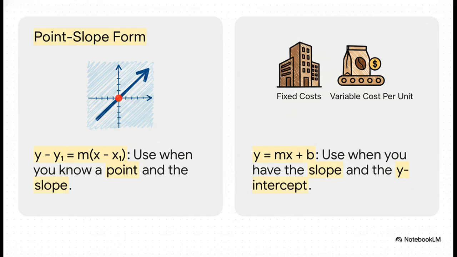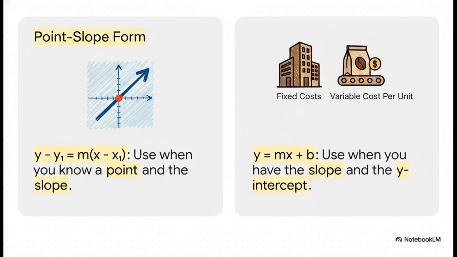So on the left, you've got the point-slope form. This one is super useful when you find yourself in a very specific situation. You know one single data point. Like for example, you know for a fact that last month it cost you exactly $10,000 to produce 500 units. And you also happen to know the rate of change, your m, which might be the cost to make just one more unit. It's great for building an equation from a single known scenario.